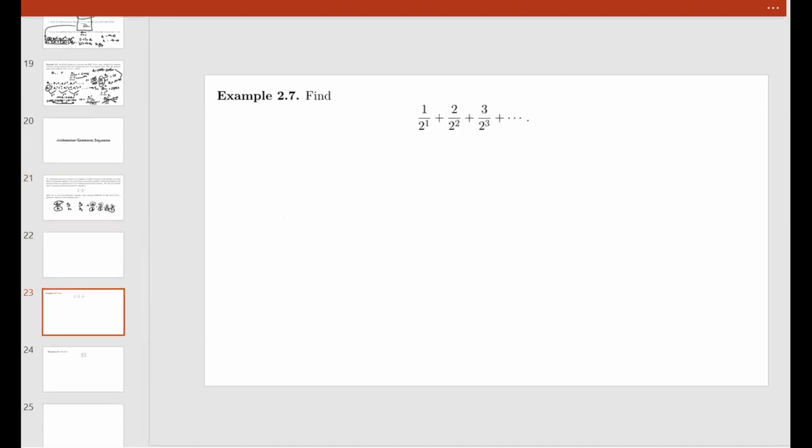So our first example is to evaluate this sum. These terms are the terms of an arithmetico-geometric sequence because the numerators are 1, 2, 3, 4, which is an arithmetic sequence, and the denominators make up a geometric sequence with common ratio of 2. So let's denote this sum by S.